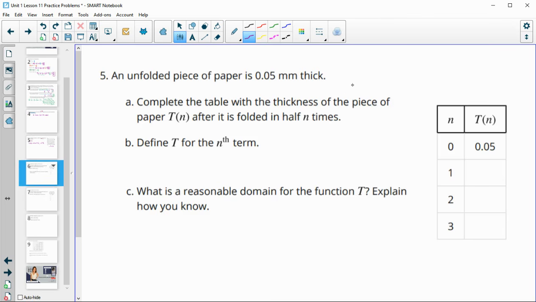Number 5, an unfolded piece of paper has a thickness of 0.05. Complete the table with the thickness of a piece of paper after it's folded in half n times. So if we fold it in half once, it's got 2 thicknesses, right? So we're just going to double its thickness. We're just going to multiply this by 2, so we'll get to 0.1. Now when we fold it in half, it's going to double its thickness again to be at 0.2. And then we'll fold it in half again, and it'll double its thickness again to be at 0.4.